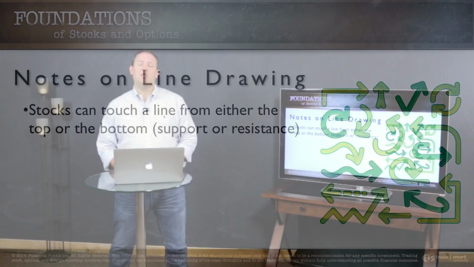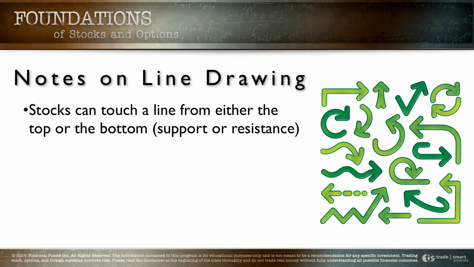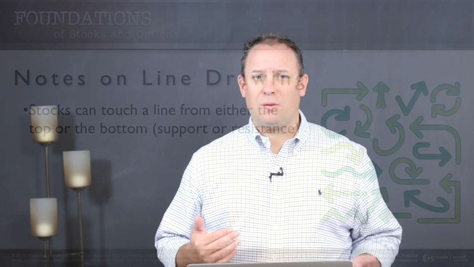The first thing you need to remember is that a stock can touch a line from either the top or the bottom. It can be support or resistance. And so it may be support on one side and it may be resistance on the other side, and that qualifies as your two touches. Okay, so that's the first thing you need to know about your line drawing.